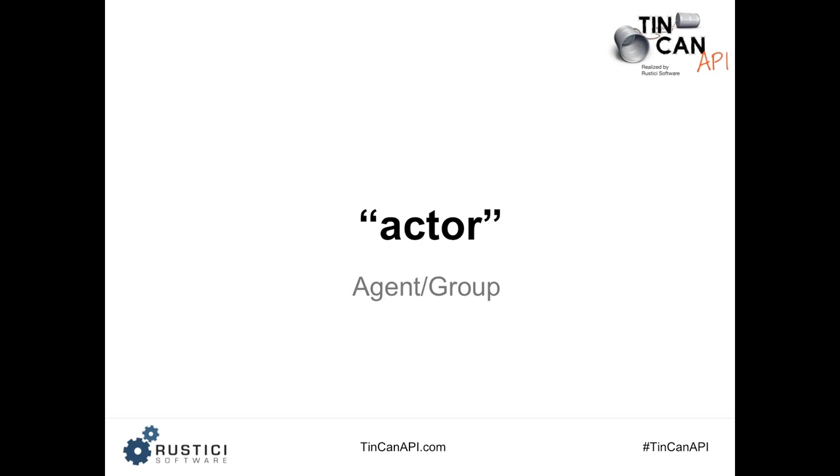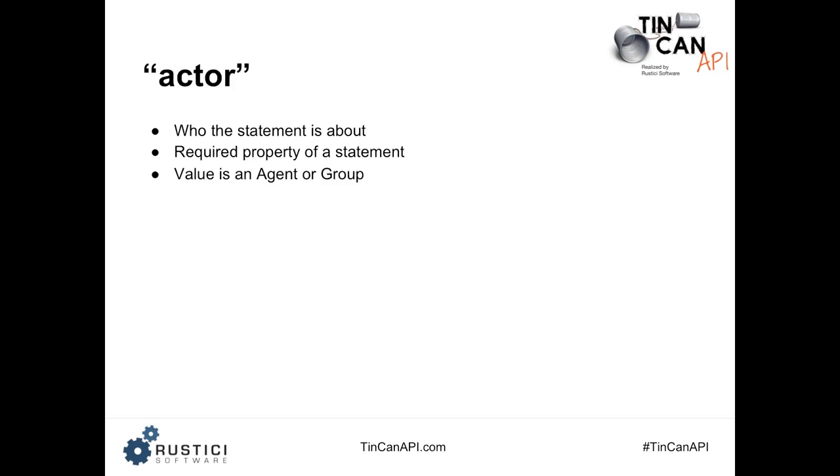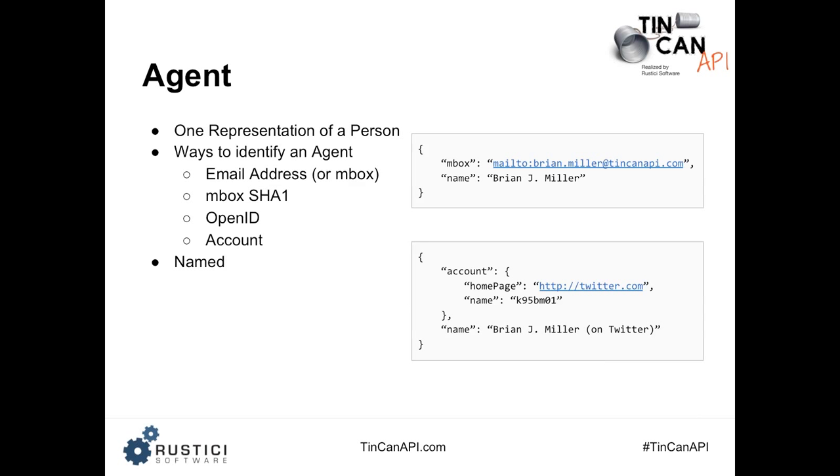So the first property that's often created when using a statement is an actor. An actor itself is going to take a value of either an agent or a group object. The actor property stores who the statement is about. It is a required property of a statement, and as I said, the value of the actor is going to be either an agent or a group. So before we can go about setting our actor, we need to be able to determine how to create an agent or a group. So an agent object is one representation of a person.